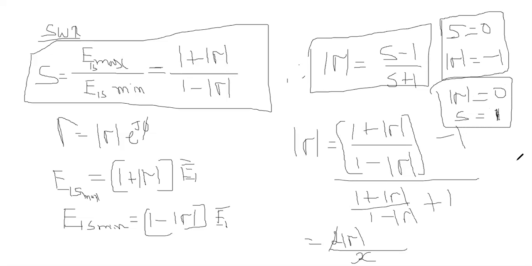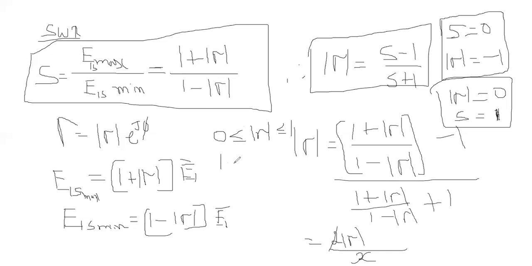The magnitude of the reflection coefficient varies from 0 to 1, that is, 0 less than or equal to the magnitude of the reflection coefficient less than or equal to 1. When the reflection coefficient is equal to 0, S is equal to 1. Okay, let's see this also.